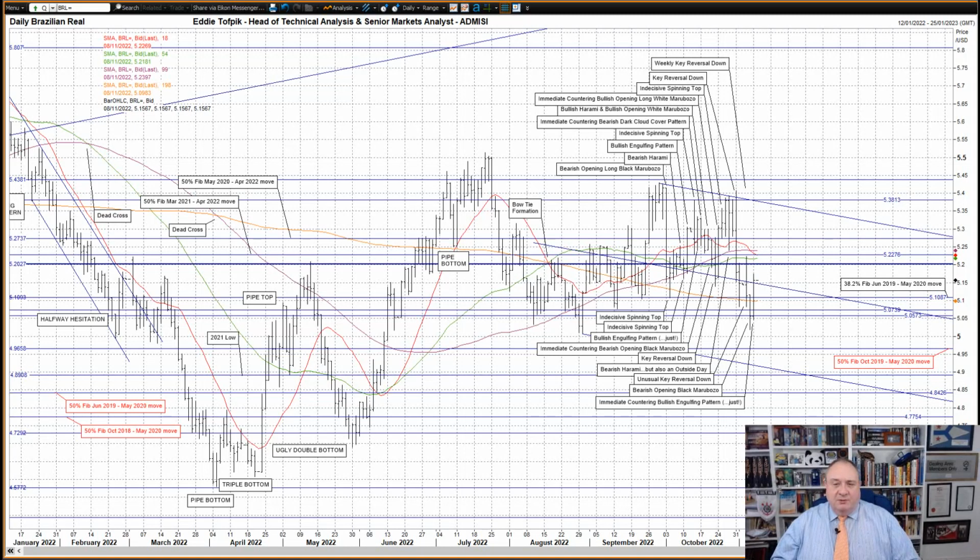US dollar against the Brazilian real. An immediate countering bullish engulfing pattern yesterday, if only just, reacting as it did following last Friday's bearish opening black Marubozu. This was also after last week's weekly key reversal down.